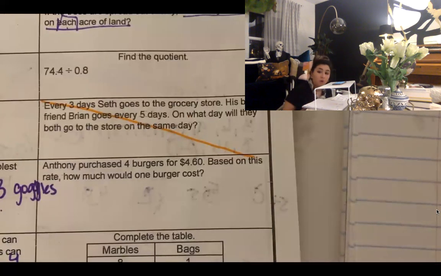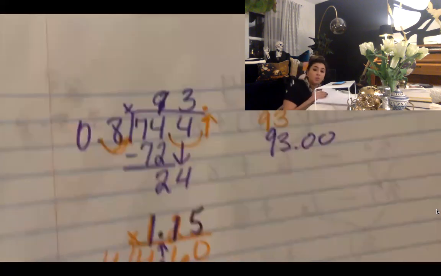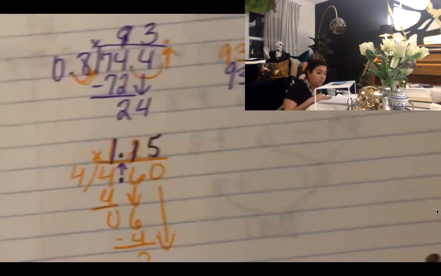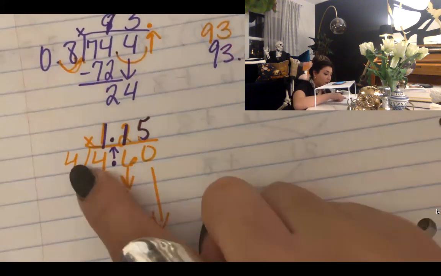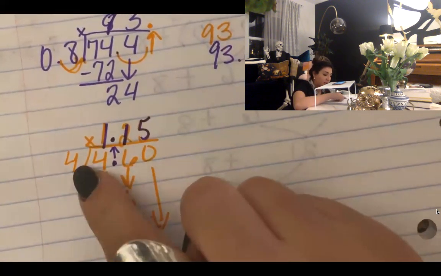Anthony purchased 4 burgers for $4.60. Based on that rate, how much would 1 burger cost? I like this one too. This could almost have been done with mental math. So I set it up $4.60, and 4 is on the outside.